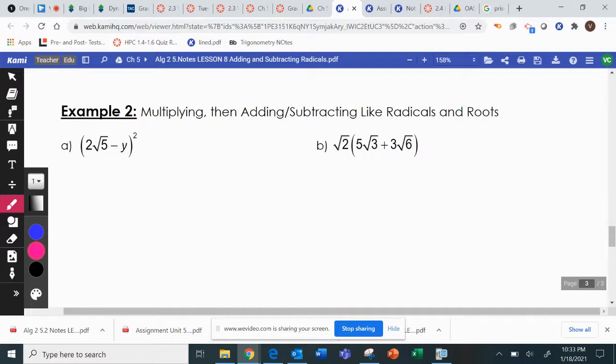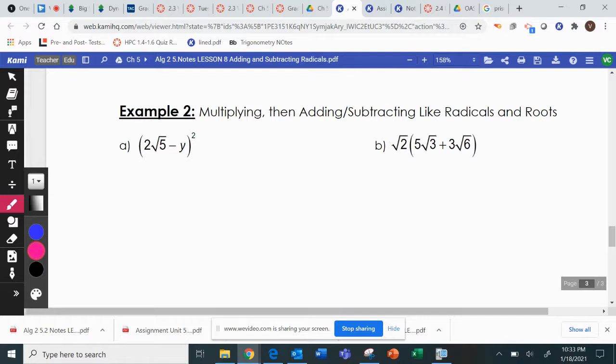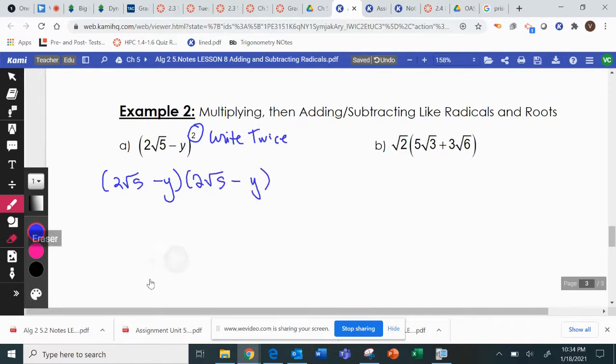All right, multiplying, then adding, subtracting, like radicals and roots. Remember, when we have squared, we're going to write it twice. So I wrote it twice. And this does not look like a 5, so I'm fixing that. A little bit better. And then you can either distribute, or you can make one of those box grid things.